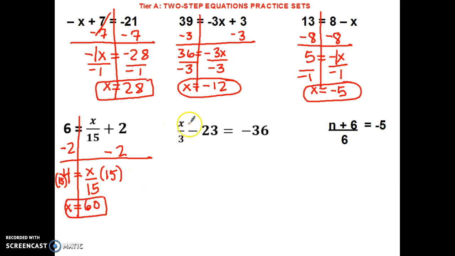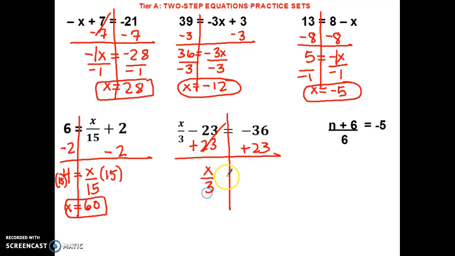Okay? Again, we touched you last. That means I need to get the negative 23 away from you. How do we do that? We add 23. We add 23. So this cancels. And x over 3 is equal to a negative 13. Well, this is x divided by 3 is equal to a negative 13.